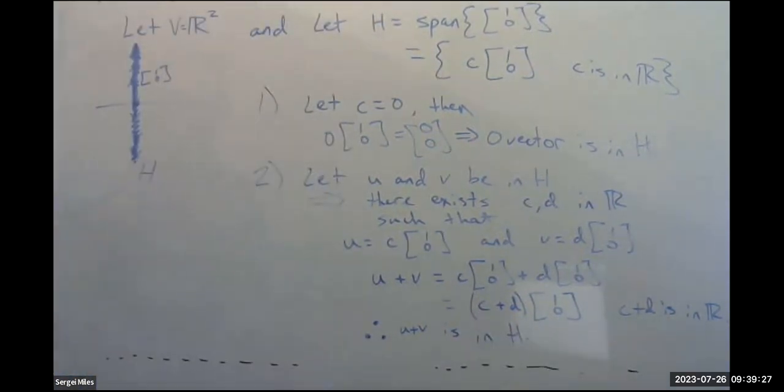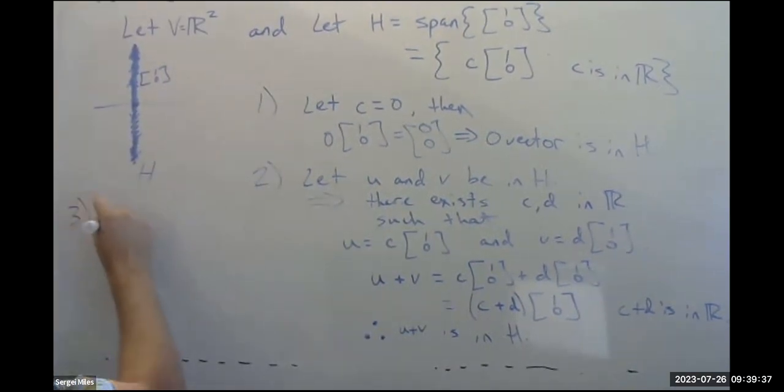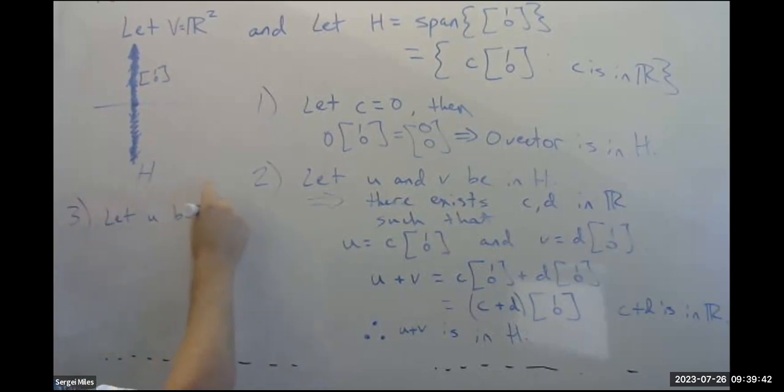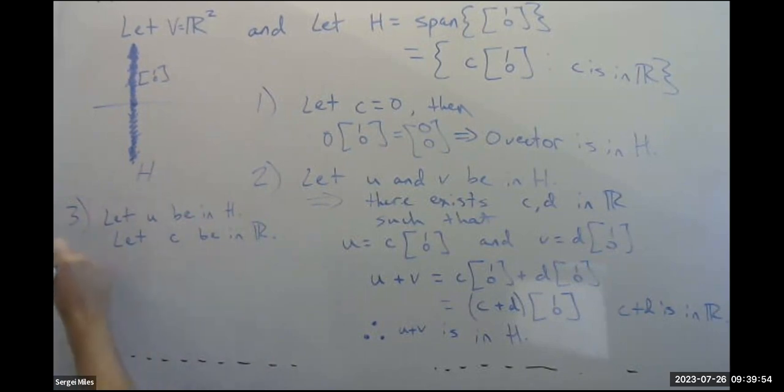And then lastly, the third thing we require is that c times u is also in the space. Well, again, u has to be arbitrary. Let u be in H. And the scalar I'm using has to be arbitrary. Let c be in R, right? So it's an arbitrary constant.